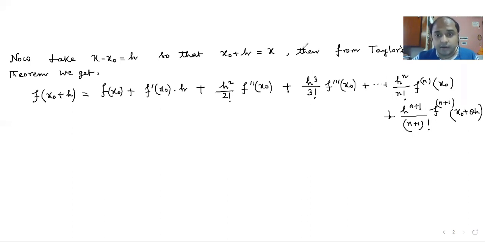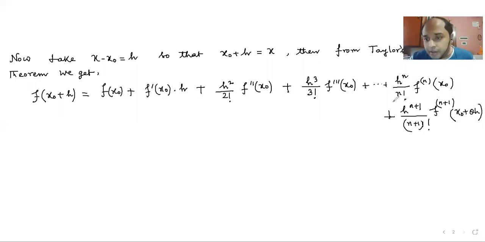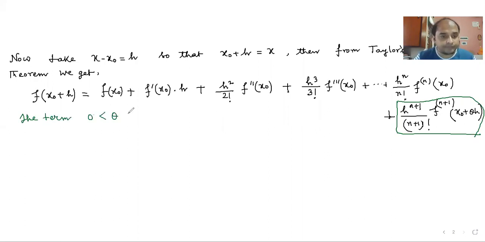Now look at this term, the last term, h to the power n plus 1 by n plus 1 factorial, and this thing. And you see here the term theta, the number theta will lie between 0 and 1.